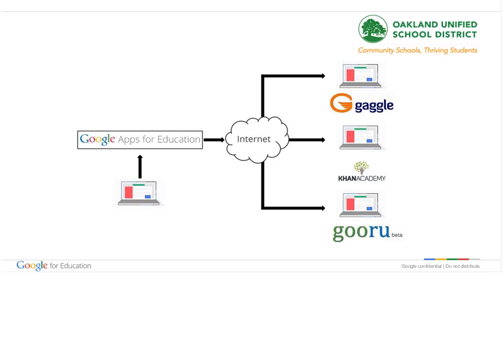So, for instance, this shows how a student logs in to Google Apps for Education, and immediately they have access, and I put a couple examples of what we use in Oakland Unified. We use Guru, which is a great collection of free educational resources. I mentioned Khan Academy, and we use Gaggle for filtering student email.